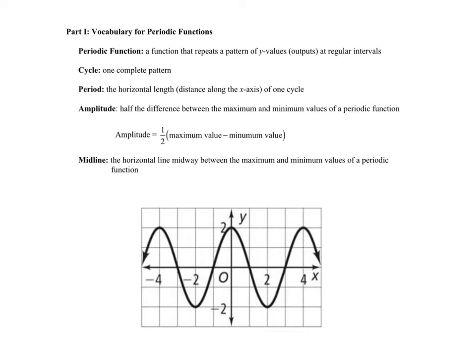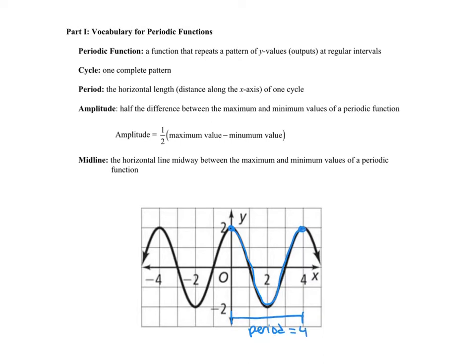One cycle is one complete pattern of that function. So in the graph shown below, this would be one cycle. The period of a function is the horizontal distance or length of one cycle. So in this case, the period would be 4 units.